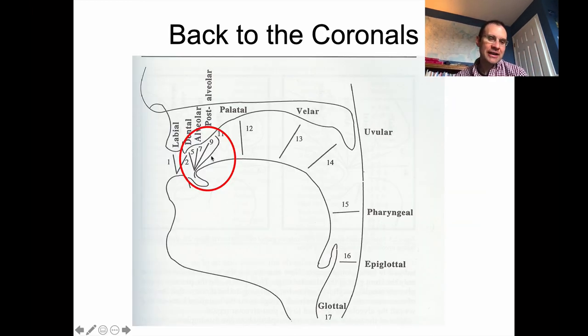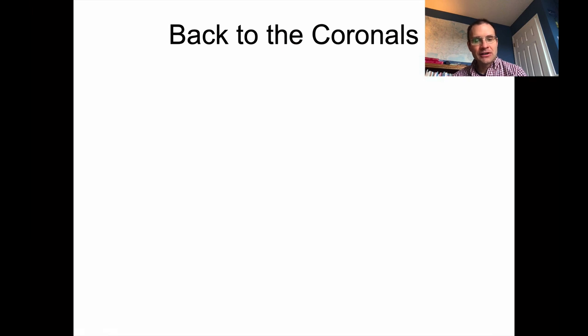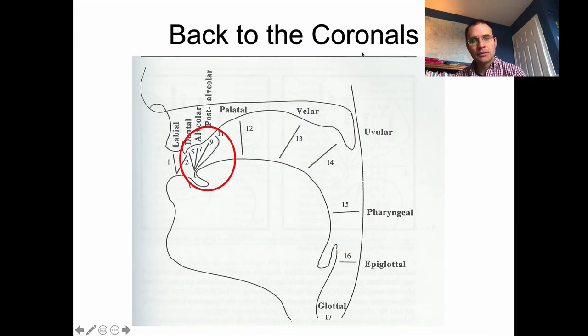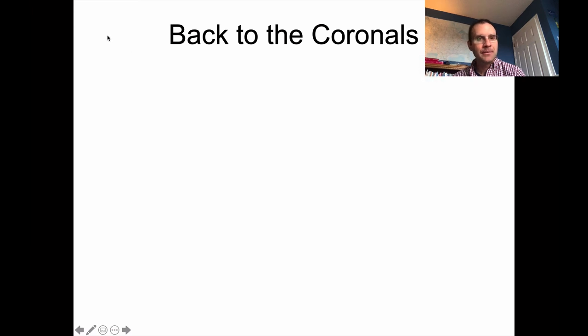Like I said, I want to come back here to the front and investigate these for a while because it can get kind of complicated and interesting. There's a lot of different places of articulation you can target here in what's called the coronal region, or these are coronal consonants, as it were. They're consonants produced with the front of your tongue, basically. And that can include a variety of different places of articulation like dental, alveolar, and post-alveolar.